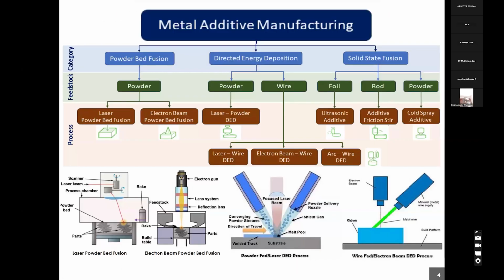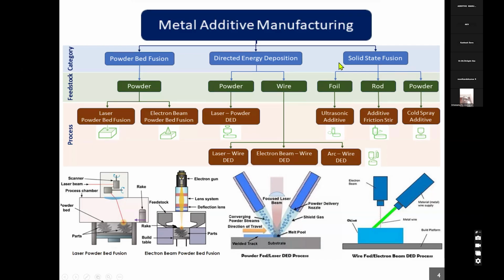So coming to the metal additive manufacturing technologies, these can be broadly classified under powder bed fusion technology, directed energy deposition technology, and solid state fusion technologies. Under powder bed fusion, we have powder as a feedstock, and we can have either laser or electron beam as a heat source to melt the material. And under directed energy deposition, we can have either powder or wire as a feedstock. Here again, we have laser as a heat source. And for the wire DED process, we can have electron beam wire DED, or laser wire DED, or arc wire DED process.